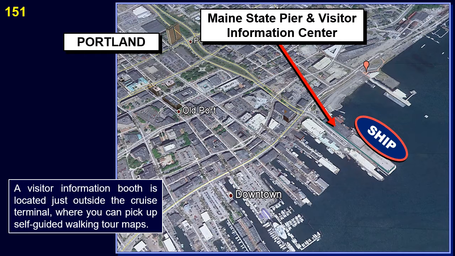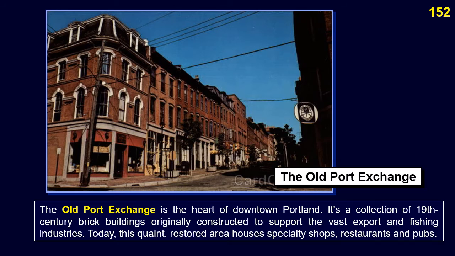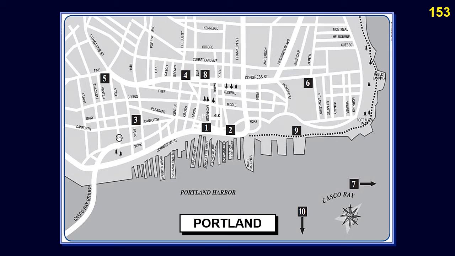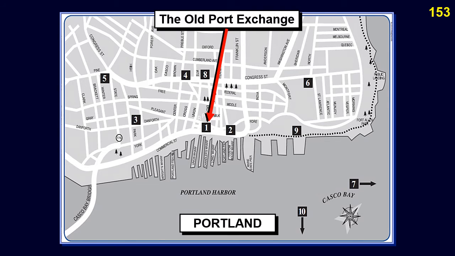The Old Port Exchange is the heart of downtown Portland. It's a collection of 19th-century brick buildings, originally constructed to support the vast export and fishing industries. Today, this quaint, restored area houses specialty shops, restaurants and pubs. This shows the location of the Old Port Exchange.